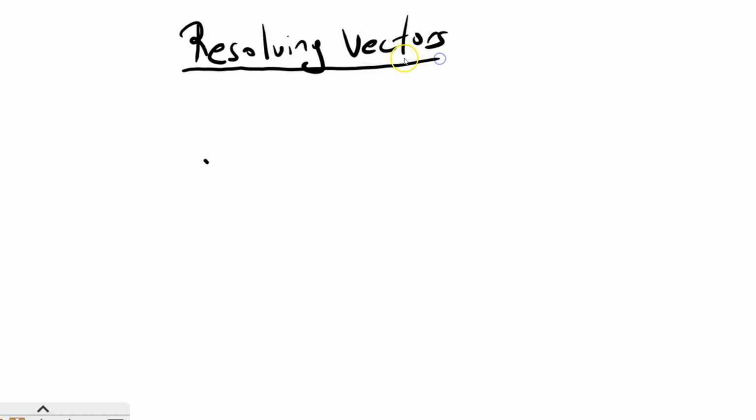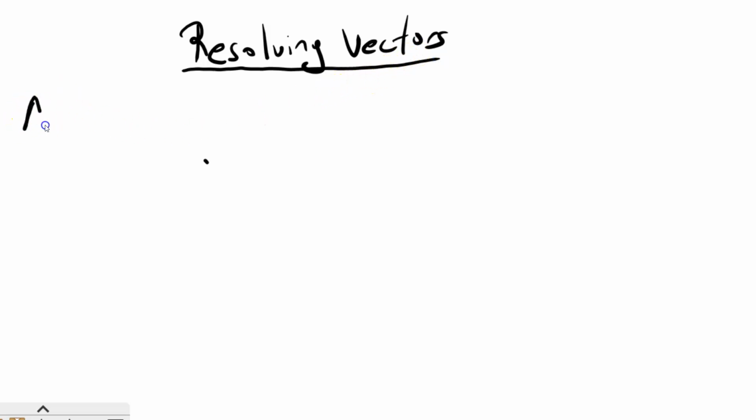So we're going to look at resolving vectors. And before we look at resolving vectors, let's look at what a vector is.